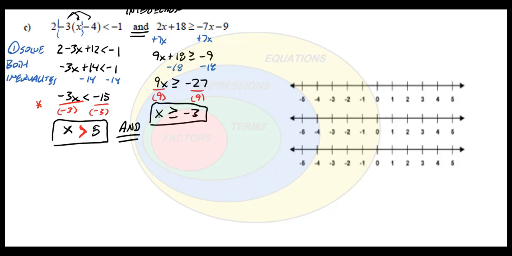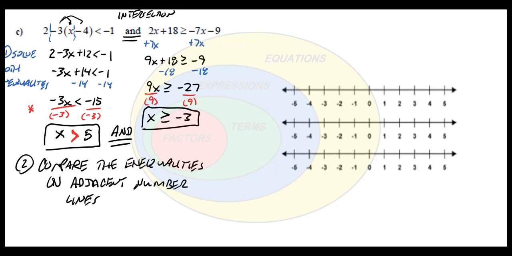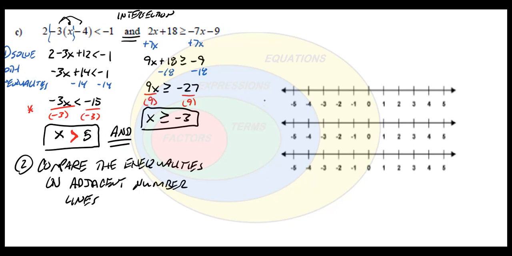So each one we solved, we simplified, and now the second step is to compare the inequalities on adjacent number lines. And that's so we can look for overlap and so on. So I'm going to bring step 2 over here. So we're going to graph each one of these.